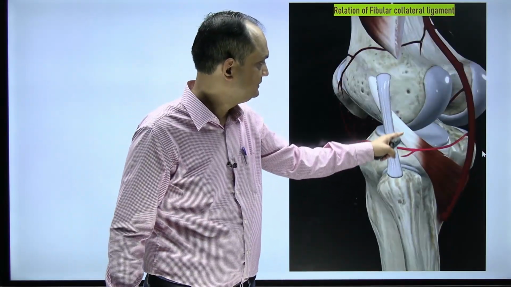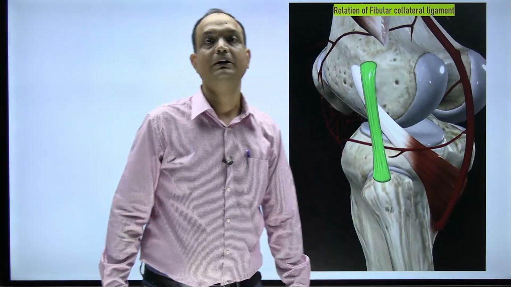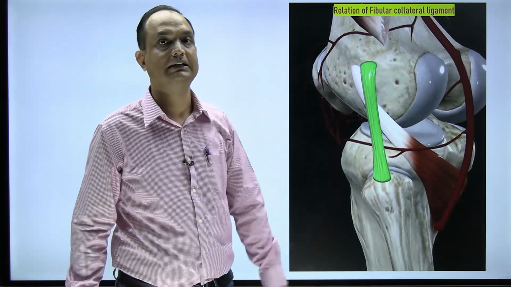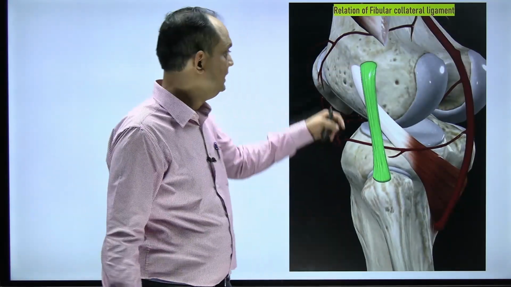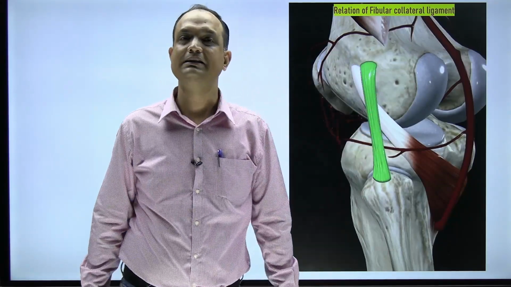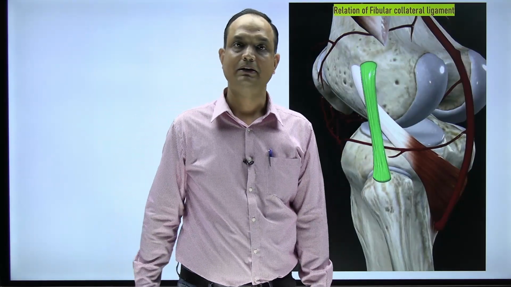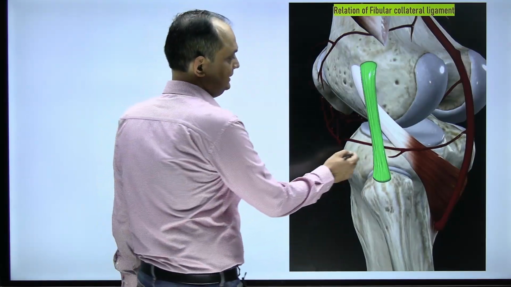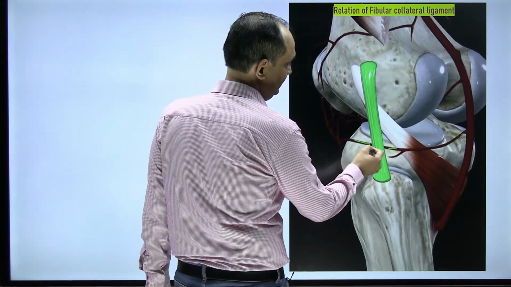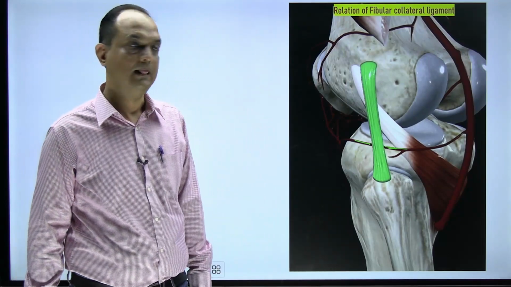Now, deep to this ligament, you can see there is an oblique tendon. Now, this oblique tendon is your popliteus. You know that popliteus arises inside the capsule of your knee joint. So, this tendon of your popliteus lies deep to your fibular or lateral collateral ligament. Apart from that, here you can see deep to this fibular collateral, you have this inferior lateral genicular artery along with your nerve. Clear?